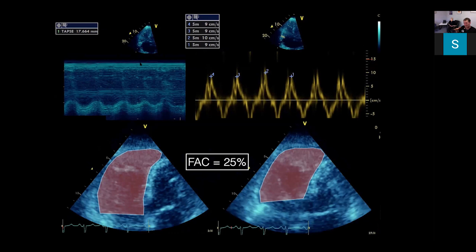That's 25%. So that's on the cusp, right? That's not normal, it should be up to quite 35%. So that's mild to moderate. So that sorts out exactly what you're saying, Louise. It's really good. This is a great example of when to use fractional area change.